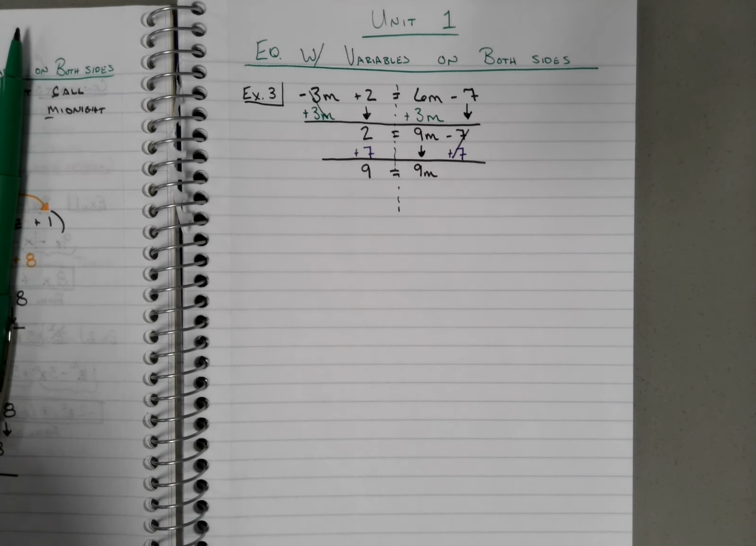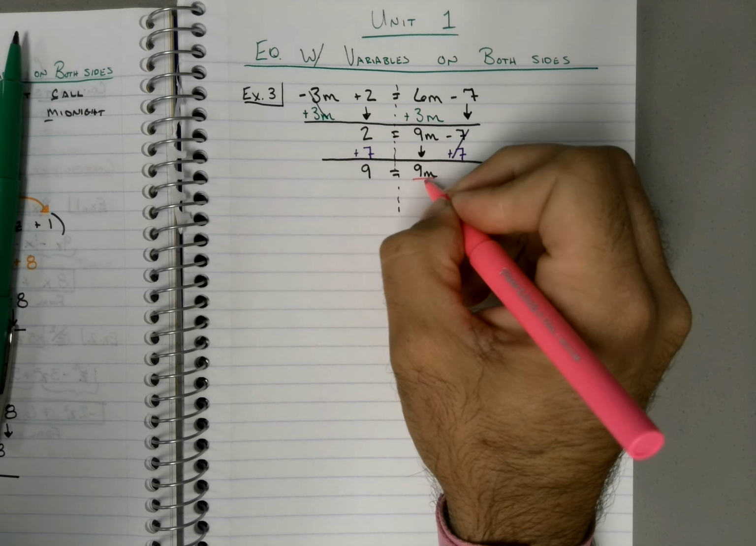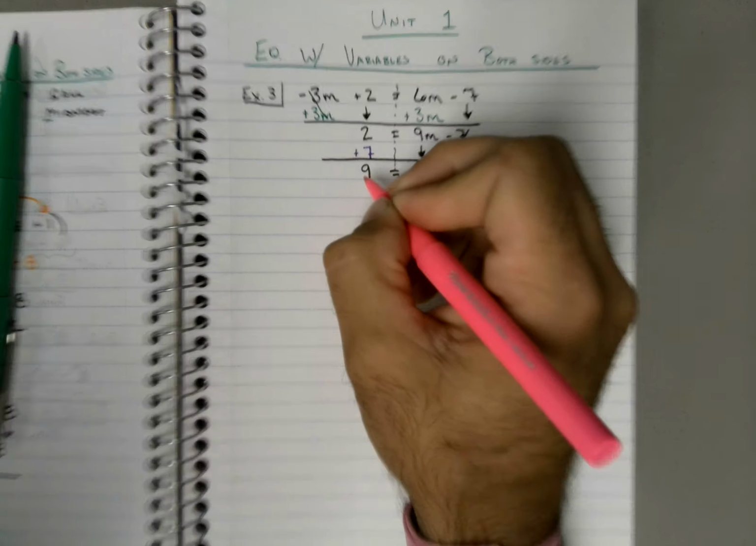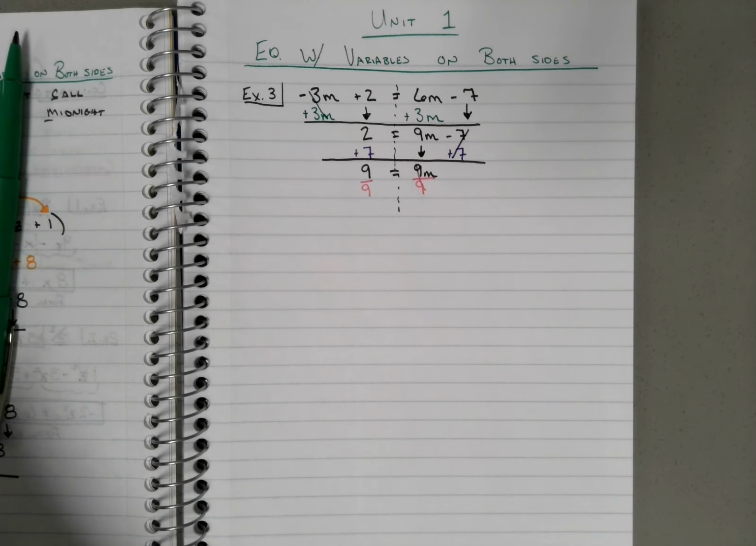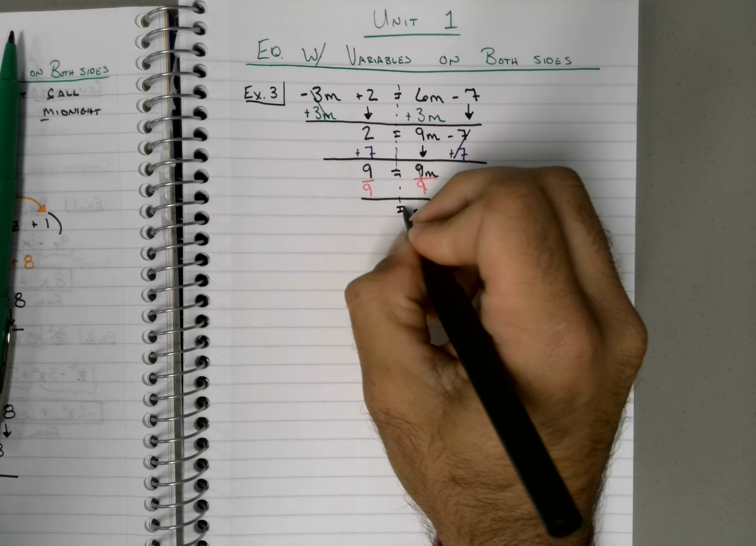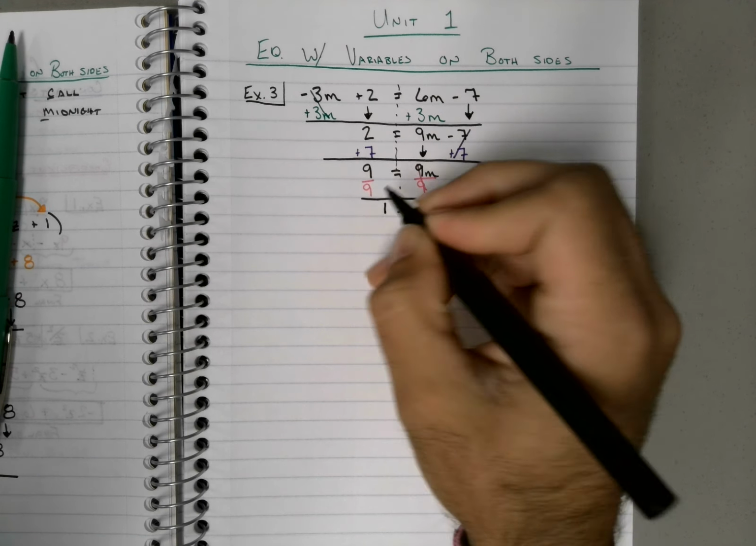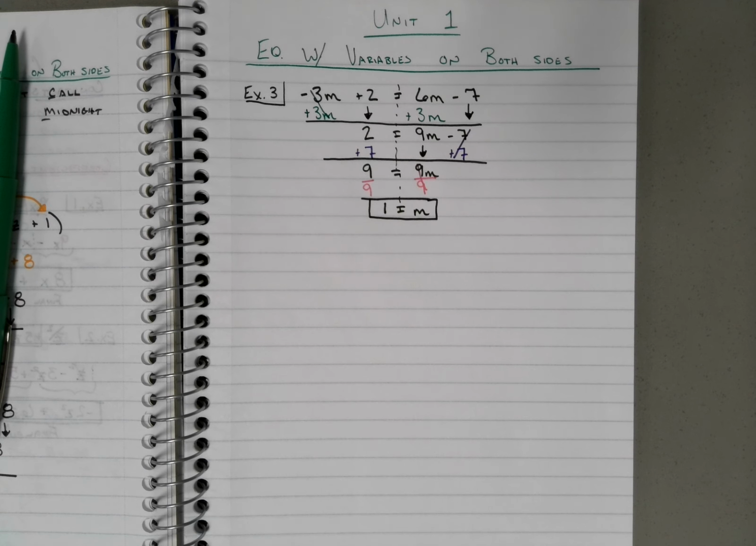And my last step, multiply or divide. The opposite of multiplication, this is 9 times m, is division. So divide by 9, what you do to one side, you do to the other. And that is going to give me a final answer. What's left is m. And 9 divided by 9 is 1. M equals 1. Okay, for that example.